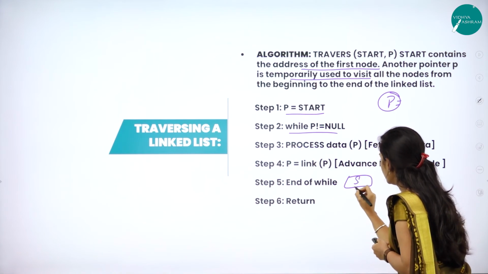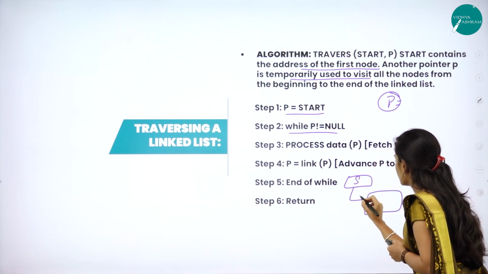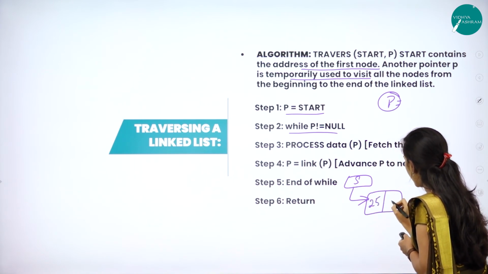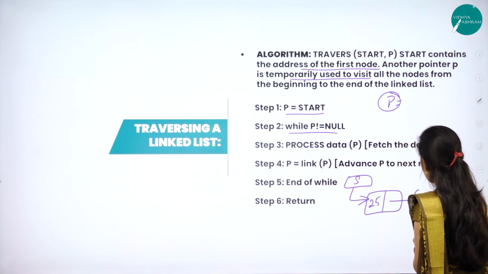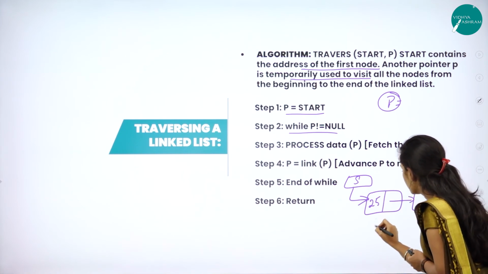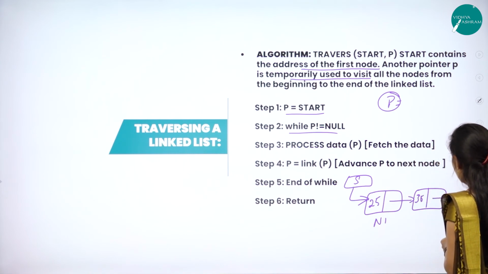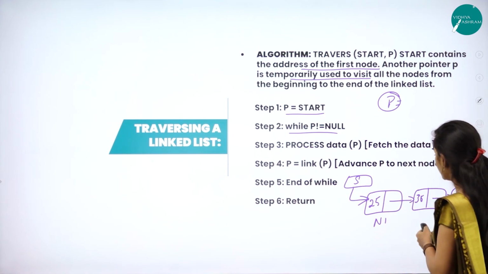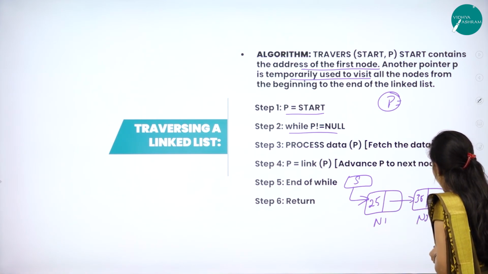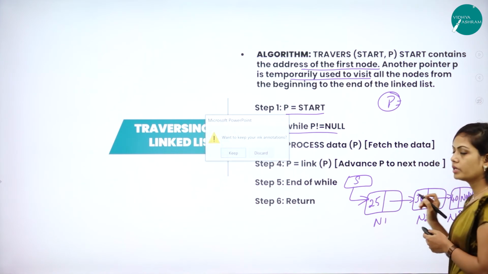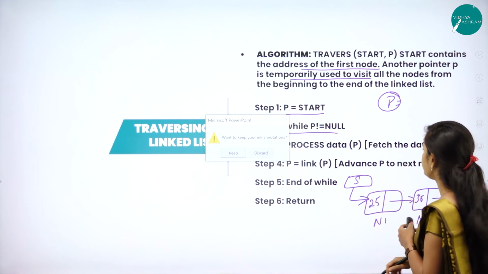Example, start. It connects to the first node, where the data is 25, and link accesses the address of the next node. This is node 1 and this is 35. This link part connects to the address of the next node. So here we have three nodes, node 1, node 2 and node 3. This is null. There is no extra node for connecting.